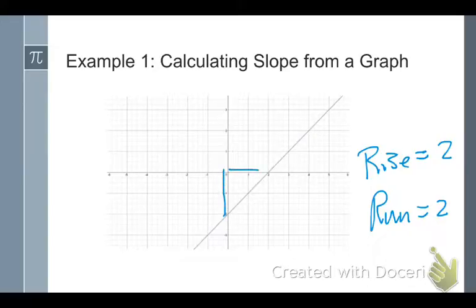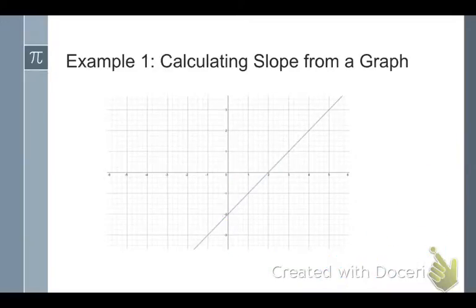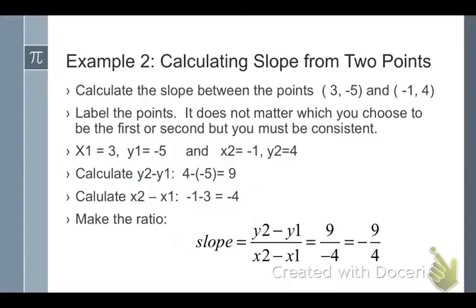So it goes up 2 and then to the right 2. Up is positive, right is positive. And if you have the ratio of 2 positive numbers, you get a slope of 1. And so the slope here is rise over run, and we abbreviate slope with an M. So that's from a graph.